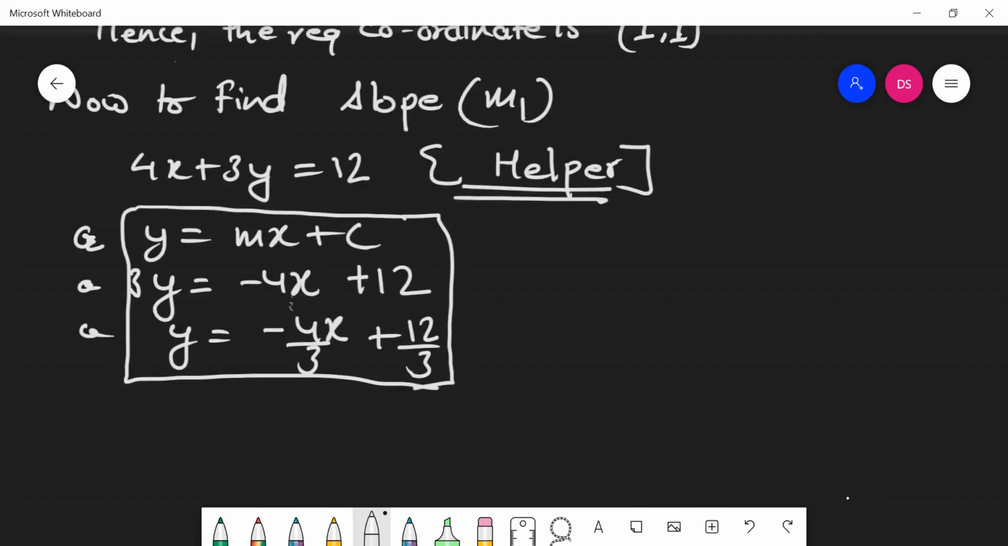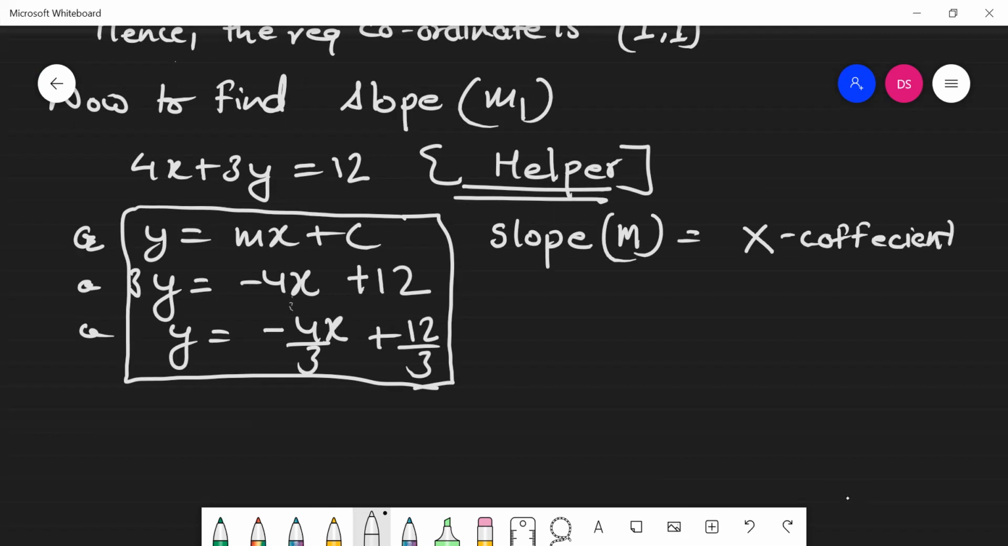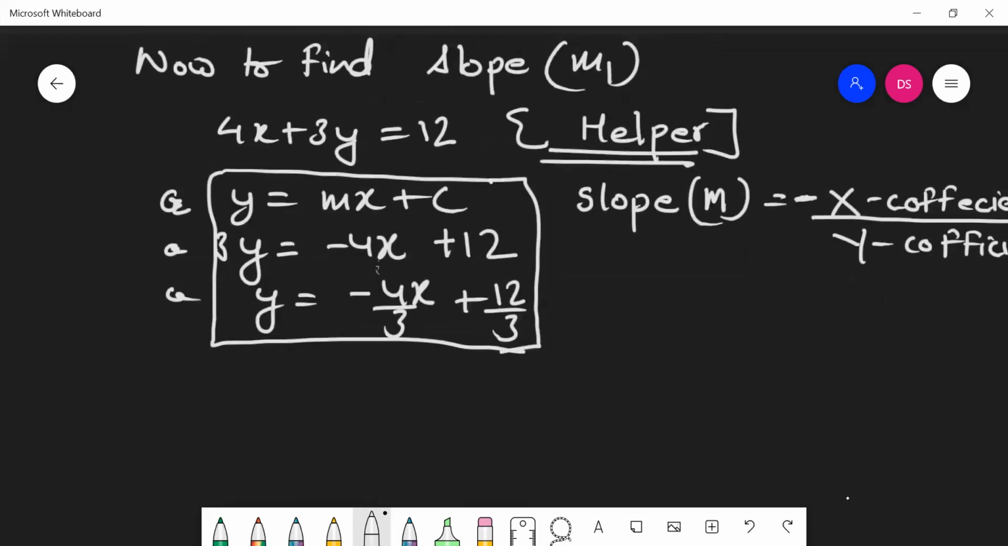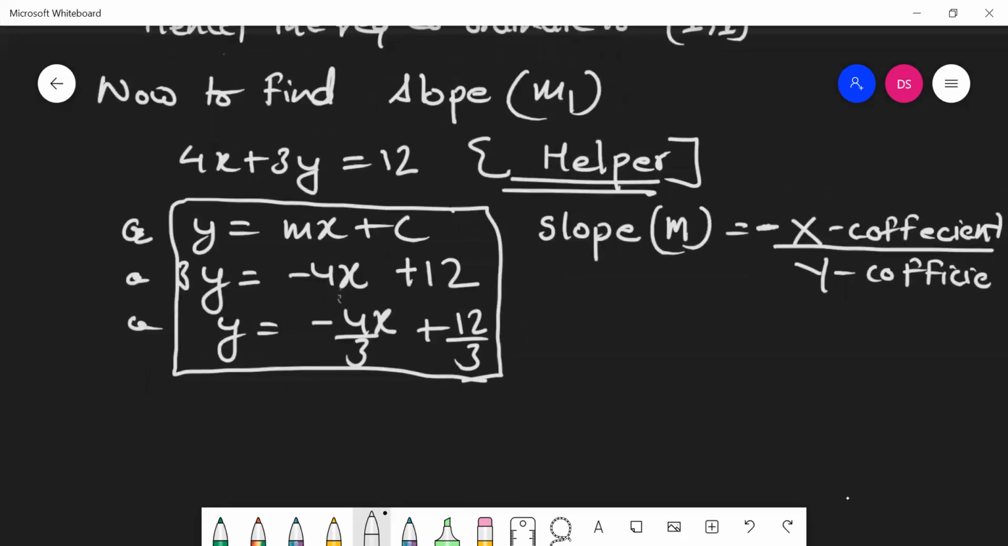What is that? To find the slope directly, you can simply write slope m equals minus x coefficient divided by y coefficient, from the entire equation. But remember, the format should be in this form: the x term and y term should be properly on the left side. So right now our equation is in that situation.